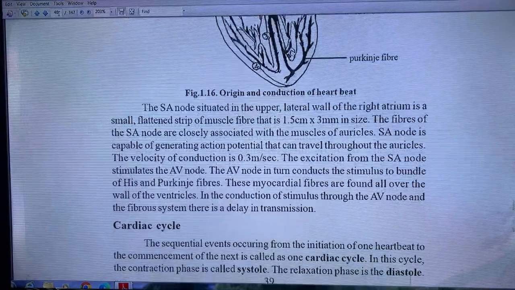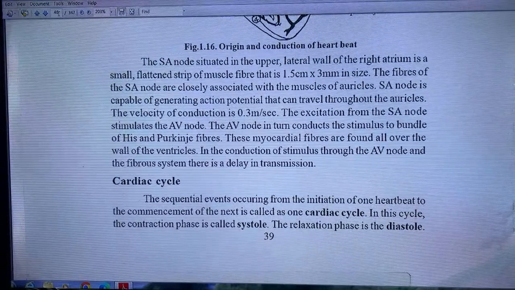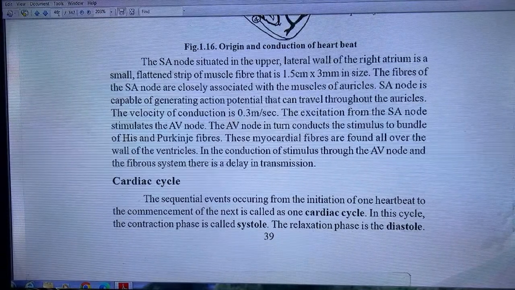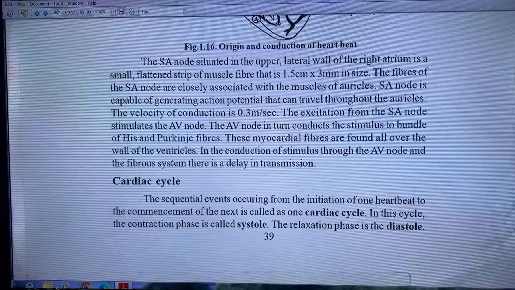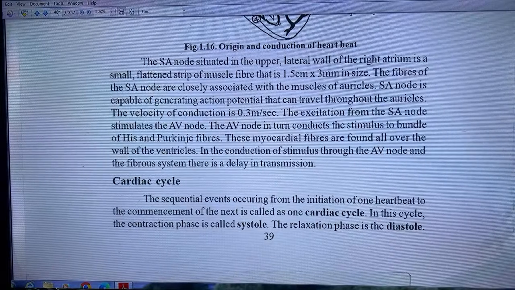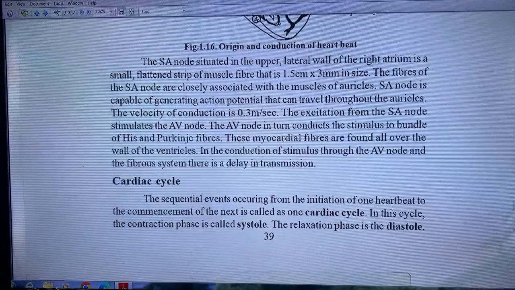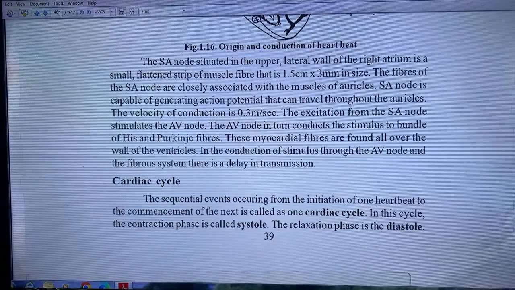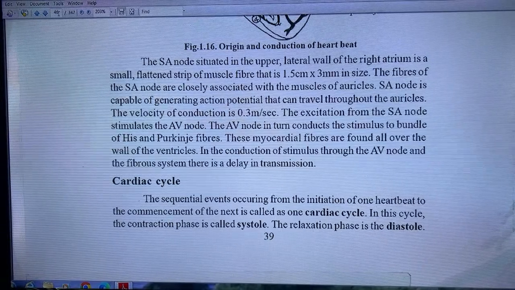The SA node, situated in the upper lateral wall of the right atrium, is a small flattened strip of muscle fiber that is 1.5 centimeters by 3 millimeters in size. The fibers of the SA node are closely associated with the muscles of the auricles. The SA node is capable of generating action potentials that can travel throughout the auricles. The velocity of conduction is 0.3 meters per second.